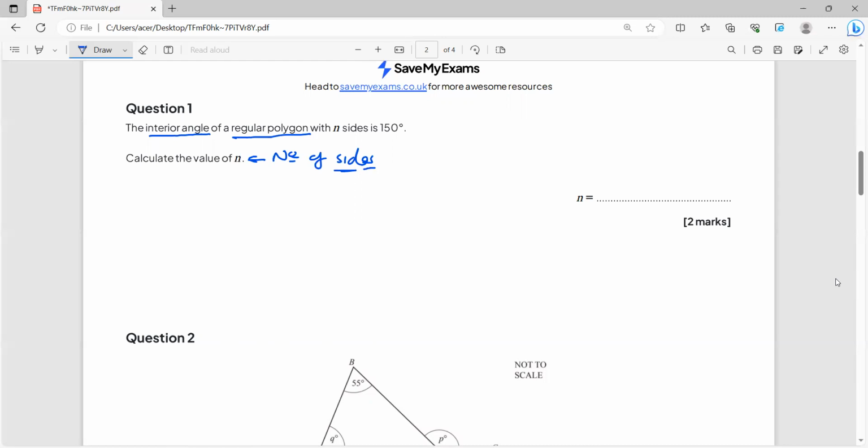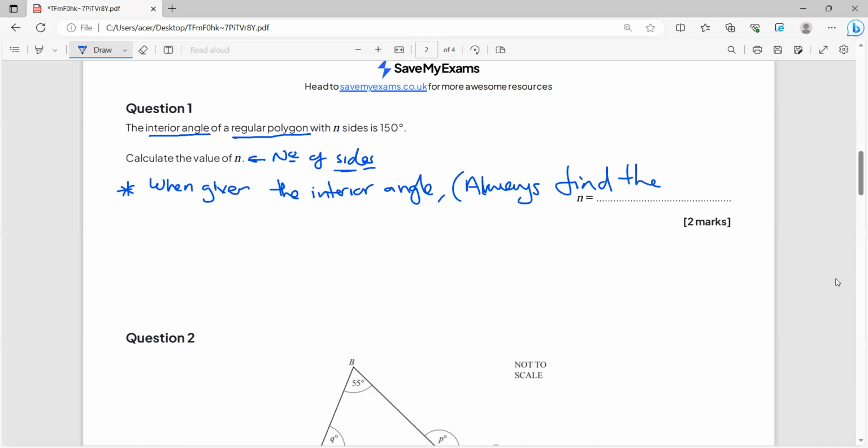So now when you are given the interior angle, I want you to always find the exterior angle. Star. When given the interior angle, always find what? Find the exterior angle.